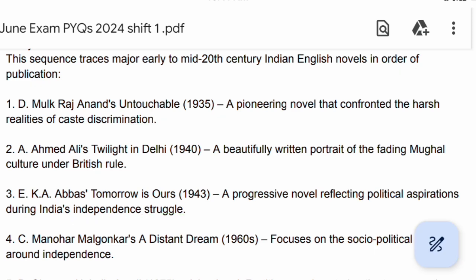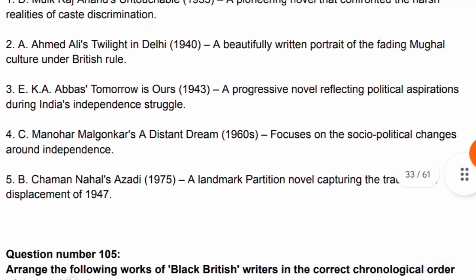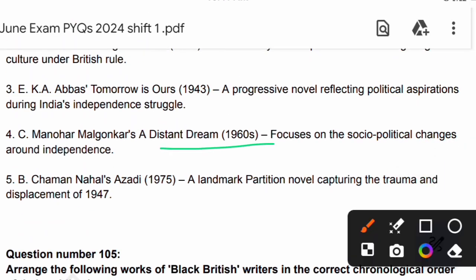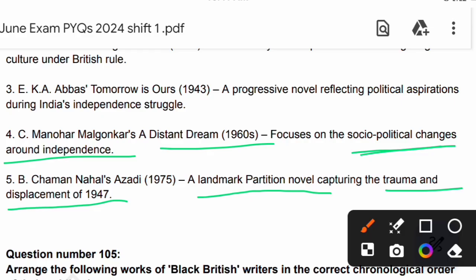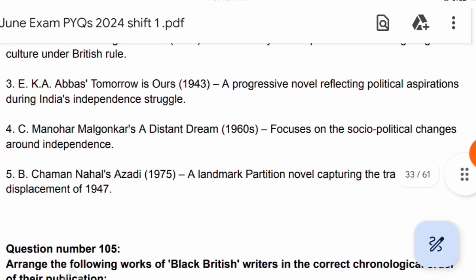And the last one, you have Manohar Malgaonkar's Distant Dream, 1960s, which focuses on the socio-political changes around independence. And Chaman Nahal's Azadi, a landmark partition novel capturing the trauma and displacement of 1947, just like the Gadar movie. Displacement, the people have to leave their own place and shift to another. So this work is based on that. Next question.